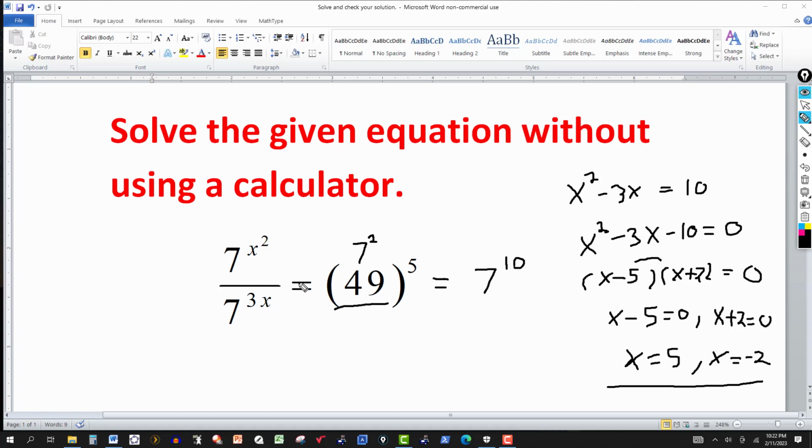So let's try the 5. Put a 5 there, 7, and 7 here. Replacing the x by 5 first. So this will be 5 squared, that'll be 25. Then 5 times 3 here, replace x by 5. 5 times 3 is 15, so this is 15. So 7 to the 25th power divided by 7 to the 15th power. If I simplify that, I would bring down the base and subtract the exponents. This would give me 10. And that checks. 7 to the 10th, 7 to the 10th.